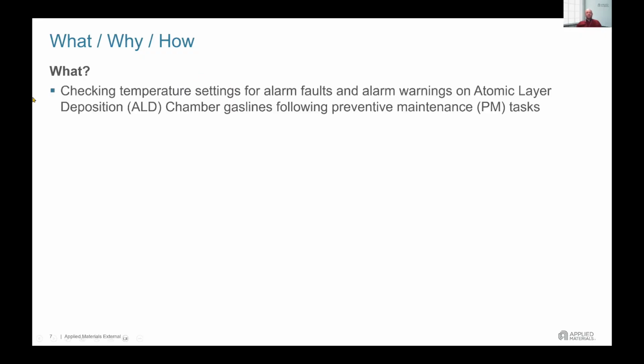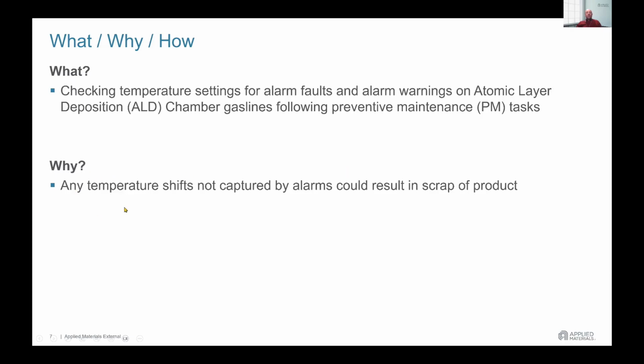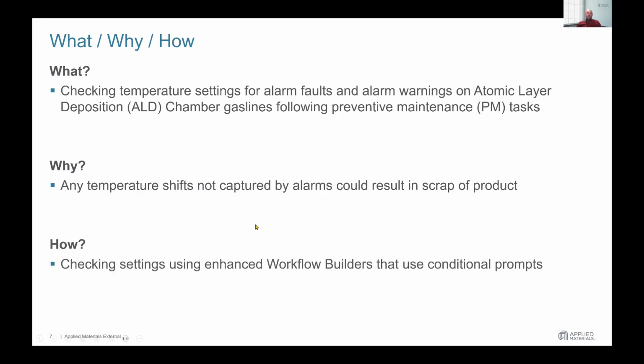So how I use the prompts and the conditional prompts in my role. I will go through what, why, and how I do this in my role. What I am doing is checking temperature settings for fault alarms and alarm warnings on atomic layer deposition, or ALD for short, chamber gas lines, following preventive maintenance tasks. Why am I doing it? Because any temperature shifts not captured by alarms could result in scrap of product. And the how is I'm checking the settings using the enhanced Workflow Builder that uses conditional prompts.